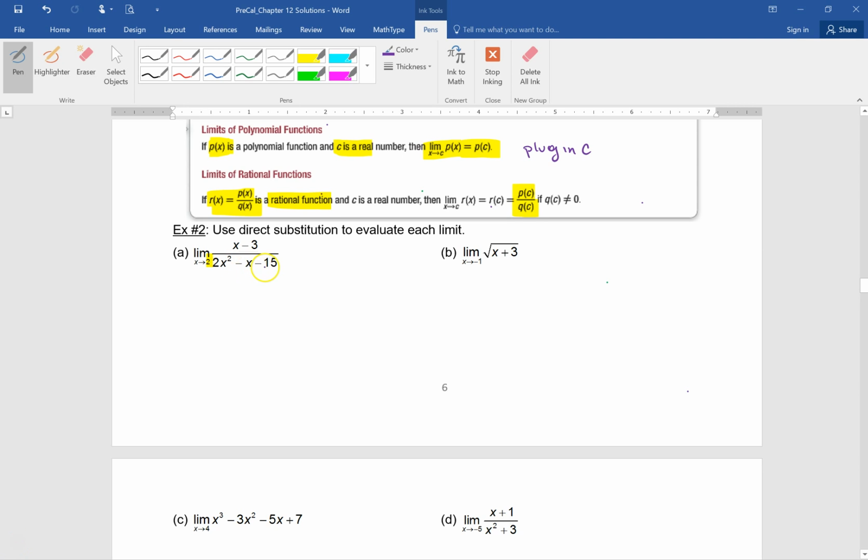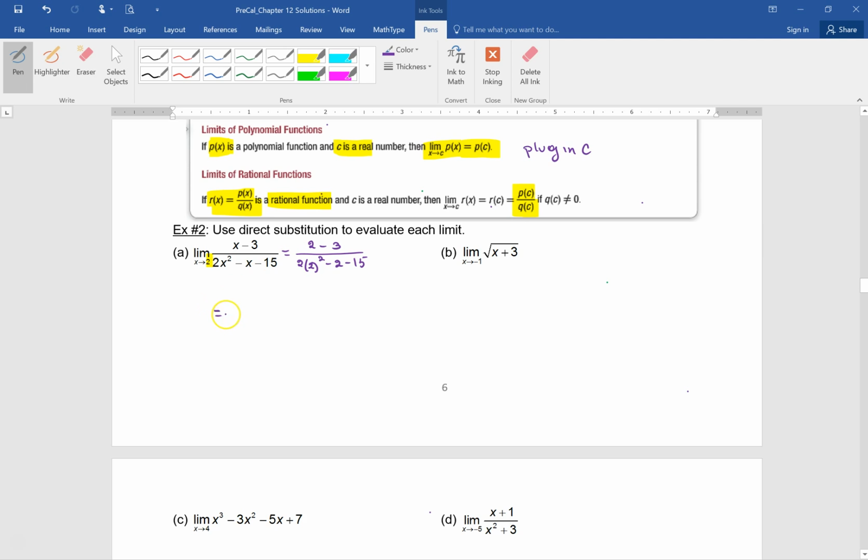To find this one, for example, it's the limit as x approaches 2 of this. We're going to take 2 and plug it in here. So this is going to be 2 minus 3 over 2 times 2 squared minus 2 minus 15. Do I need to see the work on the test? Yes, I do. Because that's how you differentiate between this and plugging it into your calculator and graphing it.